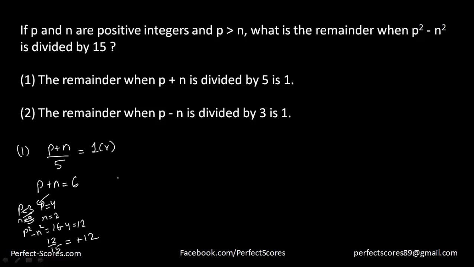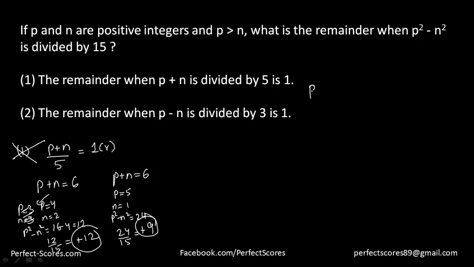Let's go ahead with another number. Let's say p plus n is equal to 6 only, but in this case, let's say p is equal to 5 and n is equal to 1. Then p square minus n square is going to be 25 minus 1, which is equal to 24. And if I divide 24 by 15, the remainder is going to be 9. So since I'm getting two different remainders, that means statement 1 is insufficient. I'm down to answer option B, C, or E.